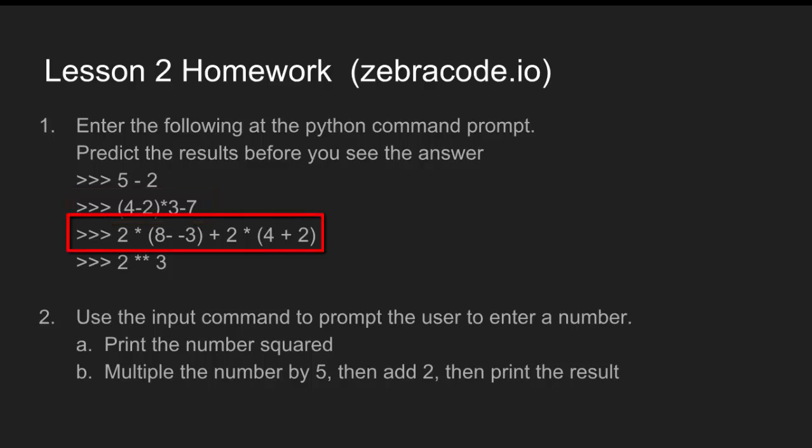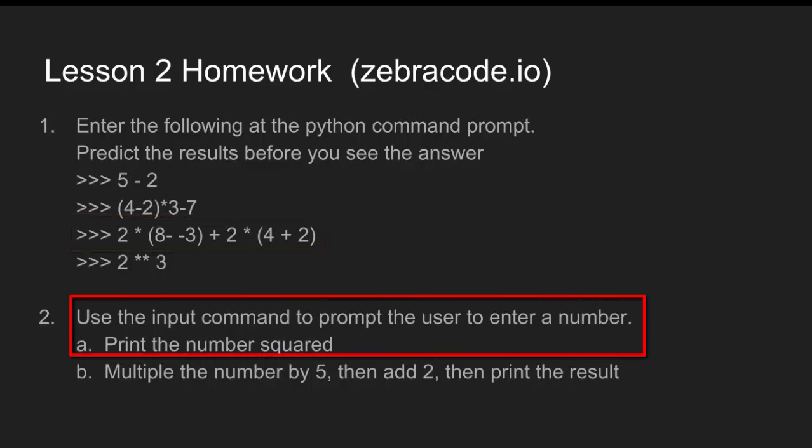Next we'll look at 1c, and that's 2 times, in parentheses, 8 minus negative 3 plus 2 times, in parentheses, 4 plus 2, and then we'll finally look at 2a. Use the input command to prompt the user to enter a number, and then we'll print the number squared.